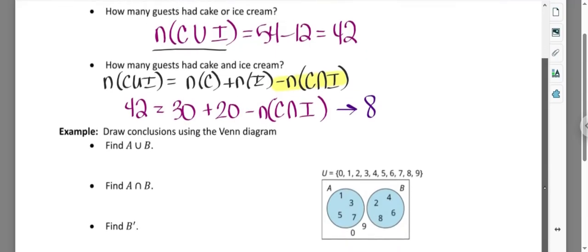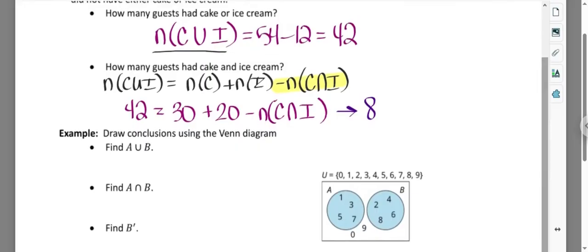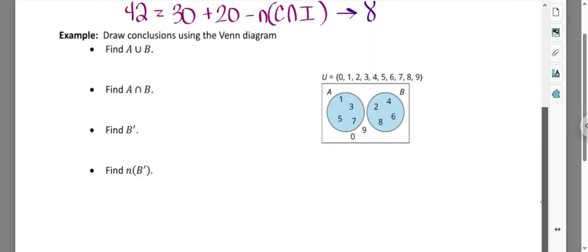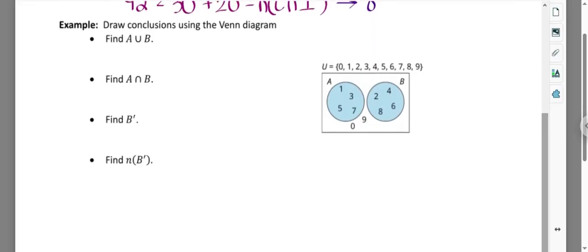So using your information, using your formulas, plugging in the information you have, see what you have left to figure out. All right, so the first set of Venn diagrams we're going to use have the actual elements listed. So we have the single digit numbers from 0 to 9. Set A contains 1, 3, 5, and 7. Set B has the numbers 2, 4, 6, and 8. And 0 and 9 are not in either set.